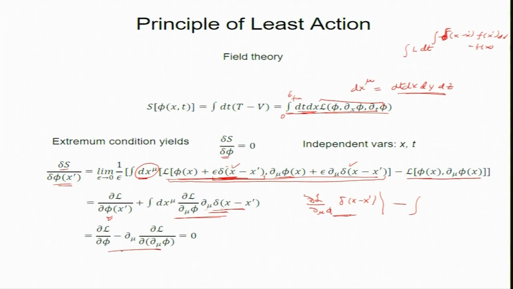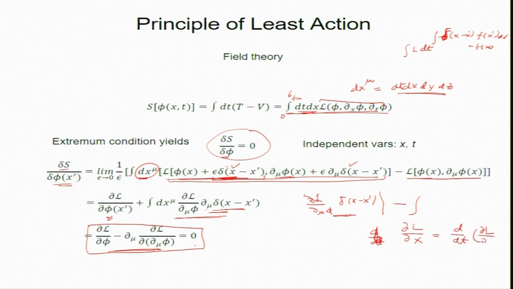So, we get this, and I want the action to be extremal. So, I get 0, and this is the Euler-Lagrange equation. It is very similar to what we do for particles. For a particle, what do I write? Partial L by partial x equal to d by dt of partial L by partial x dot. That is what we write.